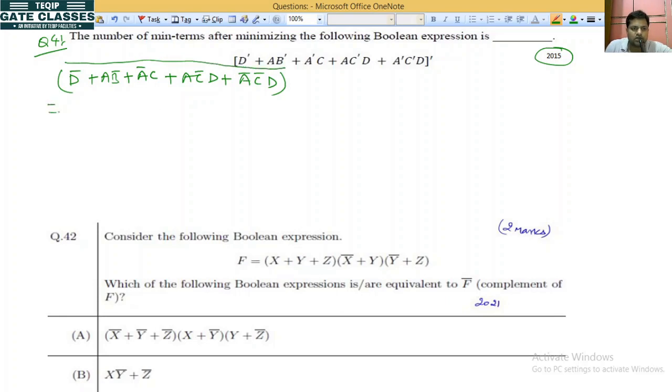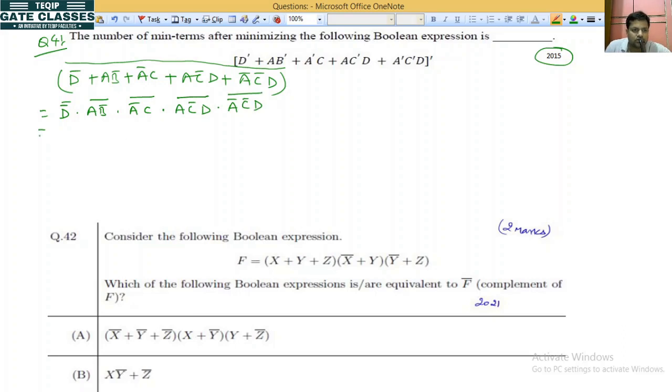And it asks for the number of min terms after minimizing the following Boolean expression. How many min terms are there in the minimized Boolean expression? So apply De Morgan's law here. It will give you D double bar dot (AB bar) whole bar dot (A bar C) whole bar dot (A C bar D) whole bar dot (A bar C bar D) whole bar.